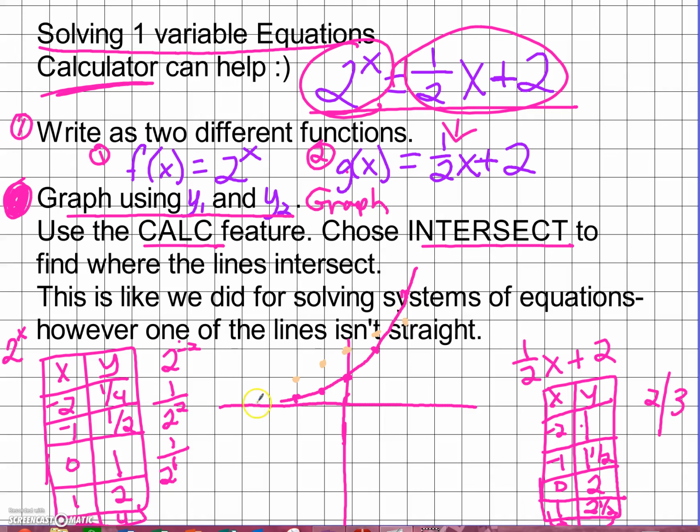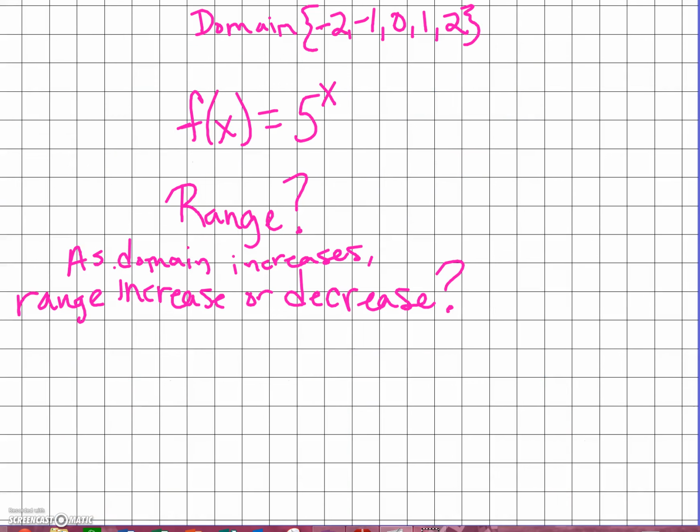So when I graph this, it should be a straight line, and you will see that it intersects. If this one continued on, you'd probably see an intersection here as well. So that is solving one-variable equations. Graph it, and all it's wanting to know is what is this point and what is this point.